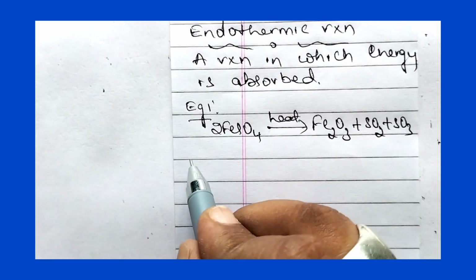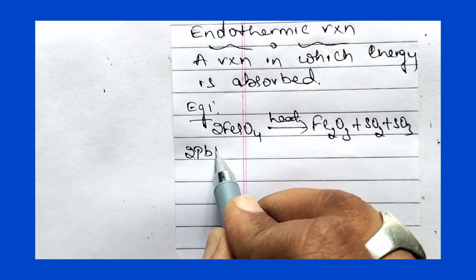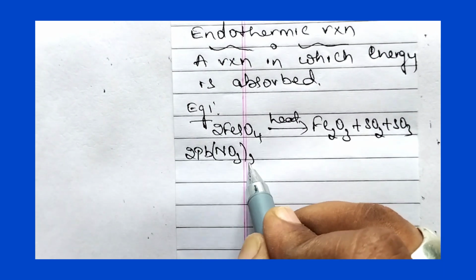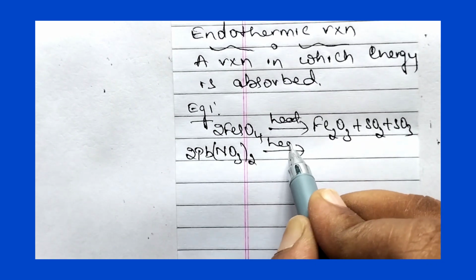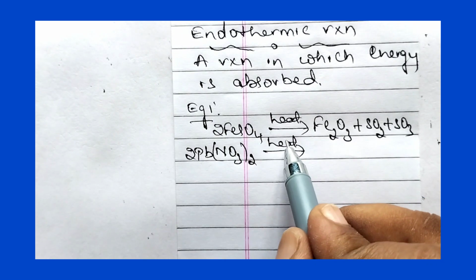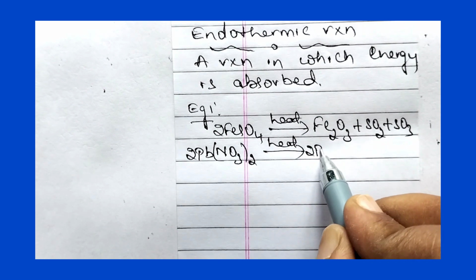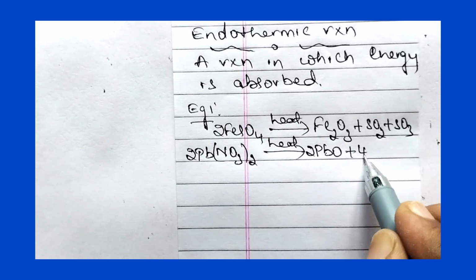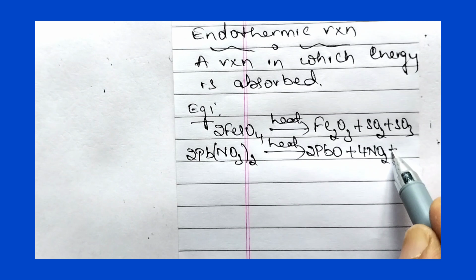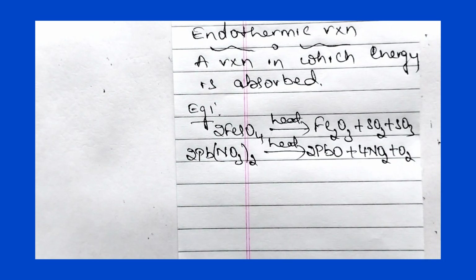Or even you can take one more example, that is lead nitrate, Pb(NO3)2. So when lead nitrate is heated, that means lead nitrate is absorbing energy in the form of heat to form lead oxide 2PbO plus nitrogen dioxide 4NO2 plus O2. So such a reaction where energy is absorbed either in the form of heat or in the form of light or in the form of electricity is called endothermic reaction.